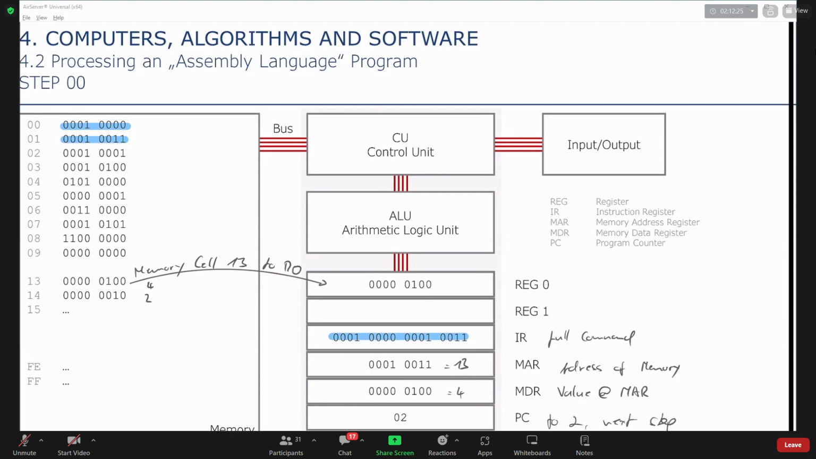So let's maybe mark here once again. The first one was load register 0 with 13, with the value found in address 13, not with the value 13. Then load register 1 with 14. Add, and store in register 0, adding register 0 and register 1. Store the value of register 0 in memory cell 15 and halt. That's the code that we have here.